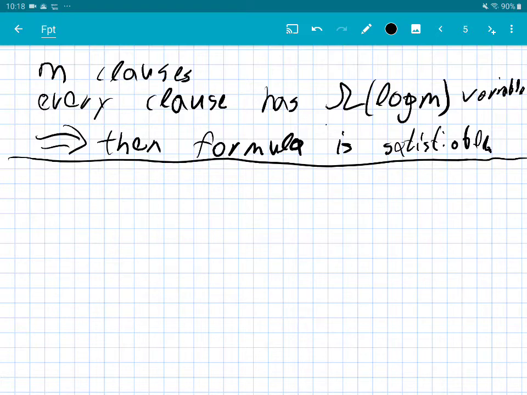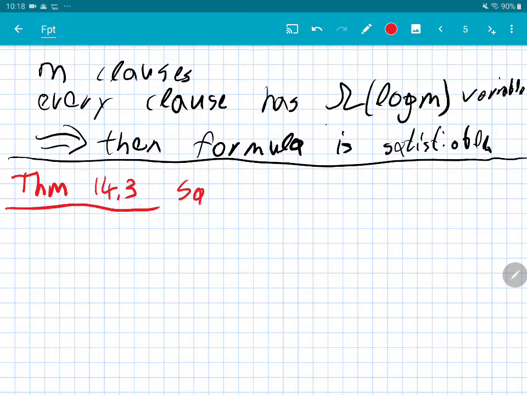So the first tool we are going to use is that one can sparsify formulas, right? So there is this sparsification theorem. This is Theorem 14.3, the sparsification lemma. And initially it's kind of hard to see what's the point of this lemma.